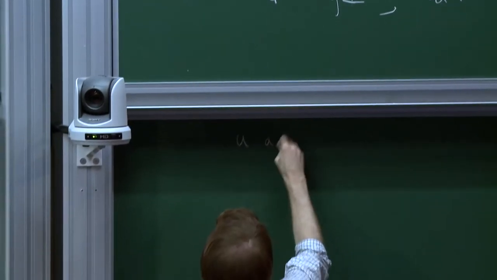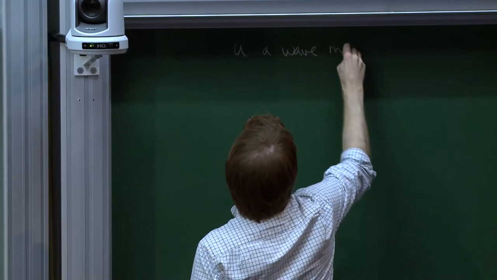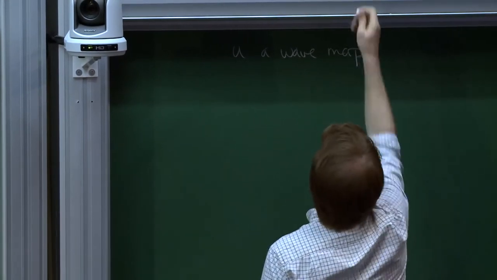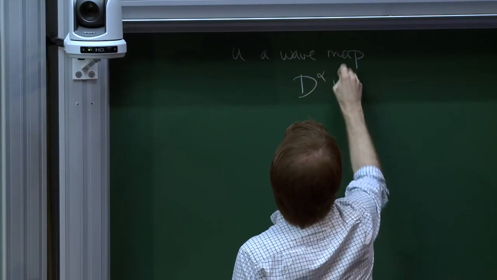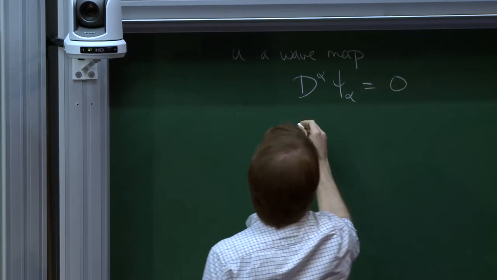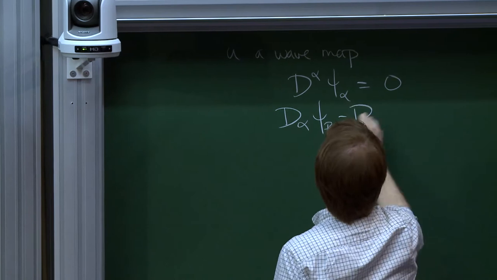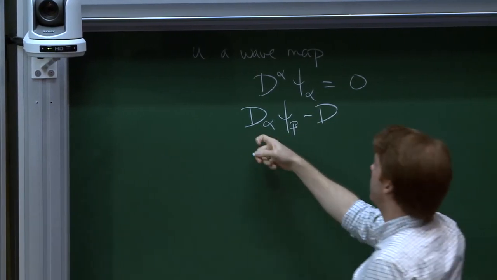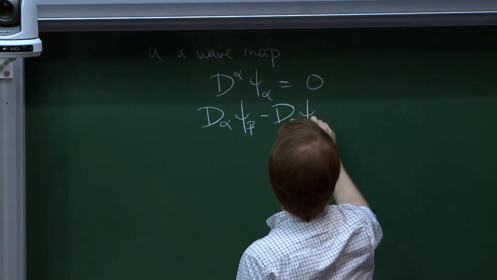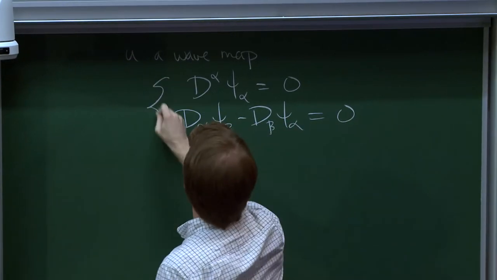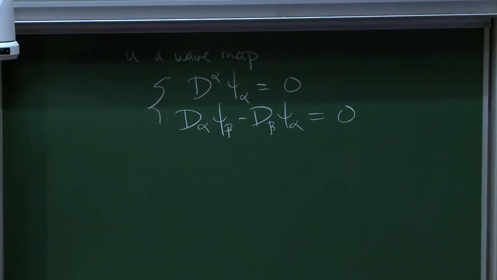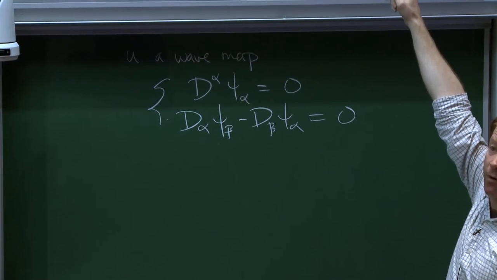So u being a wave map translates in this psi formulation to d alpha psi alpha equal to 0, and then we have the following torsion-free property of our connection. So this is our curl relation, d alpha psi beta minus d beta psi alpha is equal to 0. So the wave map problem becomes this div curl system. And what about this connection form A?